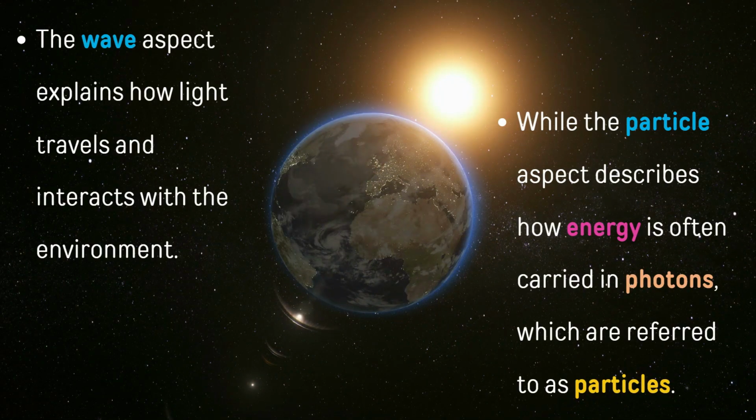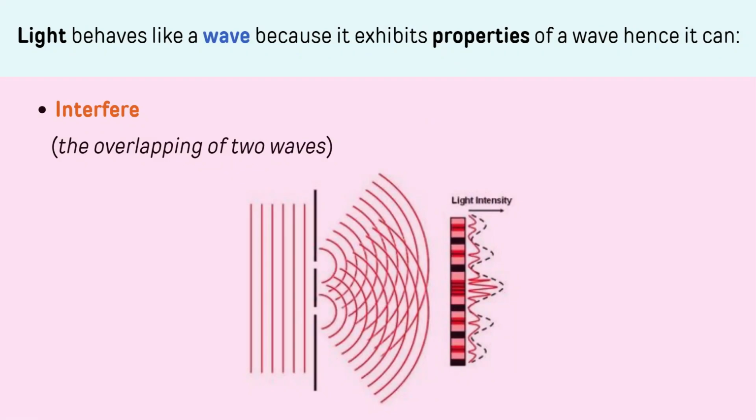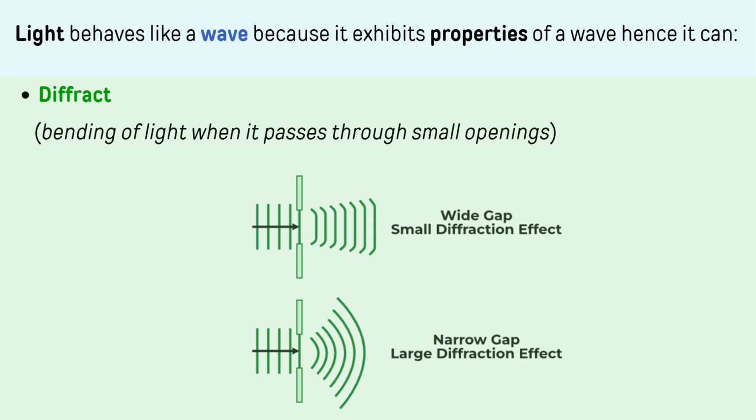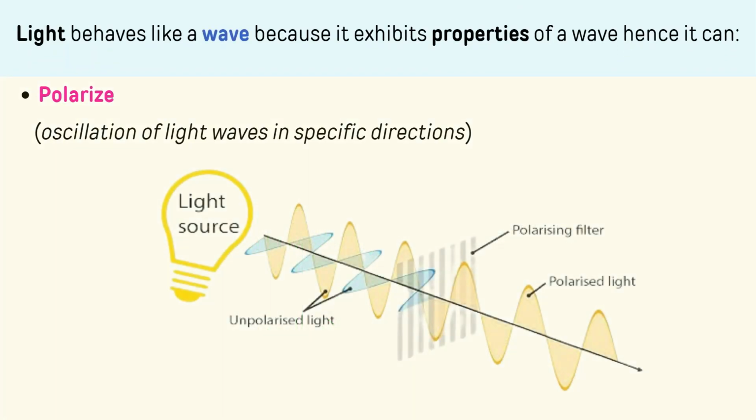The wave aspect explains how light travels and interacts with the environment, while the particle aspect describes how energy is often carried in photons, which are referred to as particles. Light behaves like a wave because it exhibits properties of a wave, hence it can interfere, diffract, and polarize.